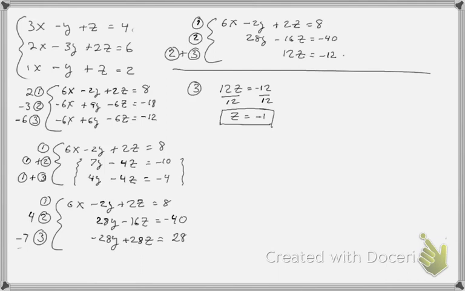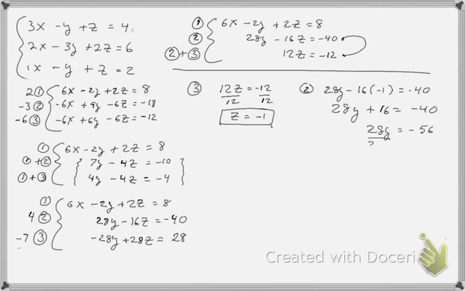That value from equation 3 can be substituted into equation 2, and that will tell me y. So in equation 2, I know that 28y minus 16 times whatever z is, negative 1, has to equal negative 40. When I solve this equation, I'll get 28y plus 16 is negative 40. I'll subtract 16 from both sides to get 28y is negative 56. Dividing both sides by 28, I'll know that y is negative 2.